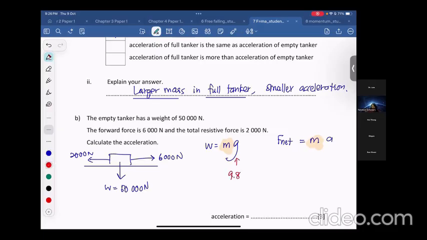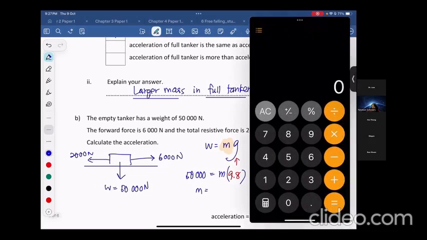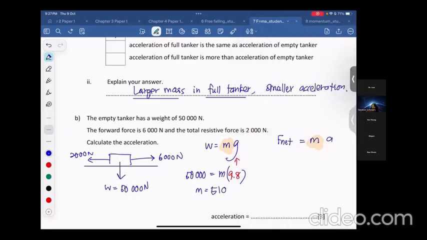If today you are doing a past paper from before 2023, they were using g as 10. But after 2023, it became 9.8. Okay, our new syllabus uses 9.8. So this one, 50,000 equals mg. So your m actually is 50,000 divided by 9.8, which is 5102. Okay, 5102 kg. I put it here, 5102a.